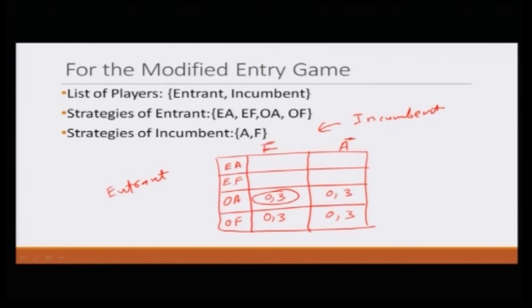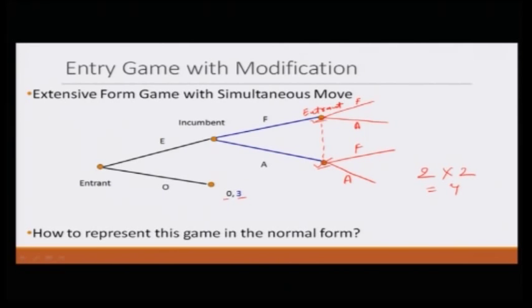Similarly, I will fill in one more. If entrant is going to play EF strategy and incumbent is going to play F, what will happen? How will the game proceed? Entrant is going to play E at this point, and F here. Again, we don't know which one will happen; we have no idea. And of course, I have not written the payoffs, so let me also write them. What would be the payoffs? Let us say, just for example, here -1, -1. And here we have 1/2, 3/2. And here we have 3/2, 1/2. Again, these payoffs are immaterial. Just for illustration, I am writing some payoffs.